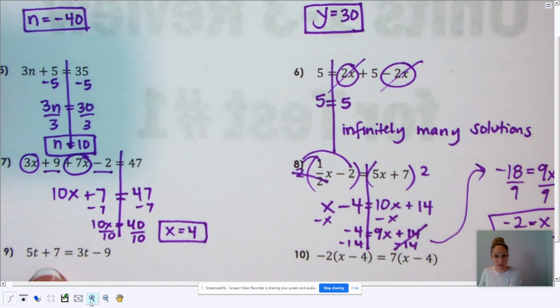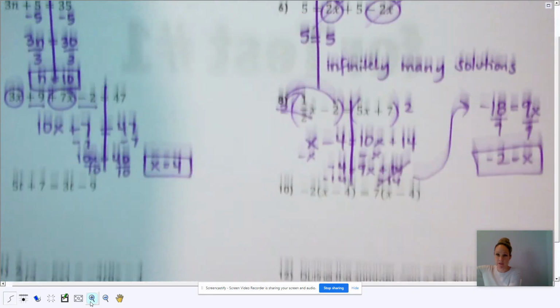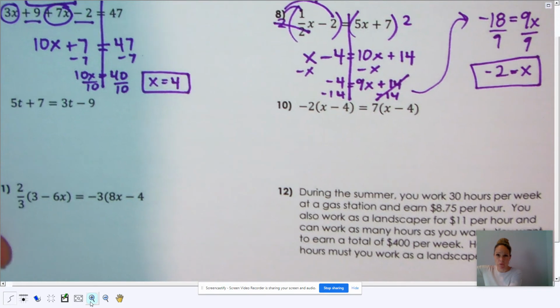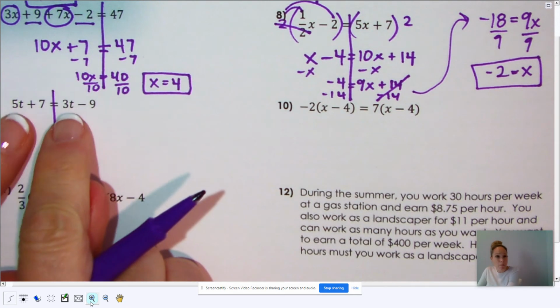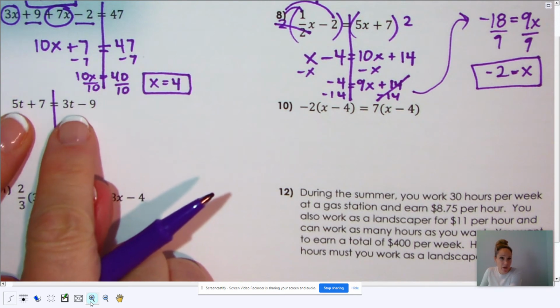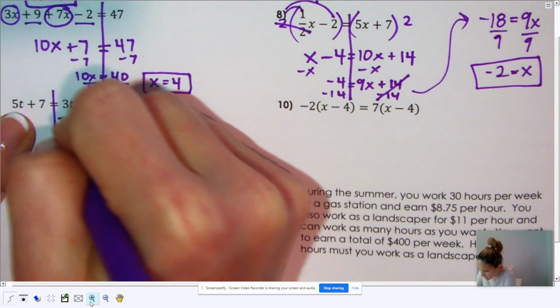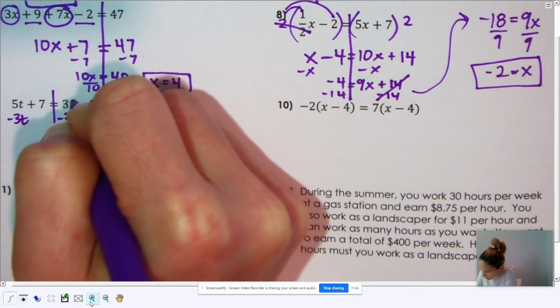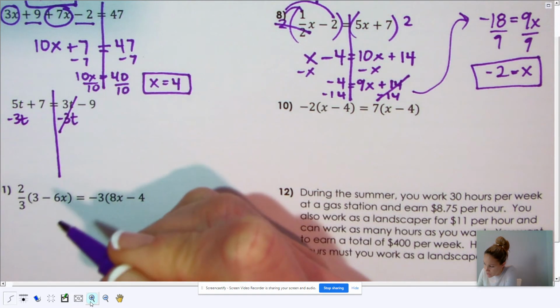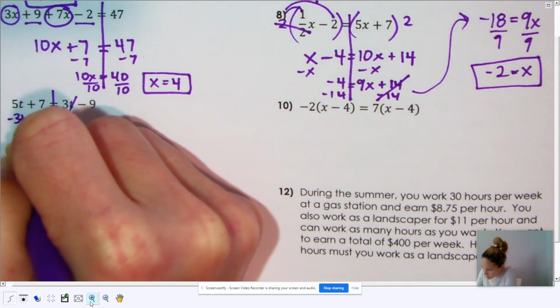Okay, question number 9. Oh, sorry if you couldn't see that. Question number 9, same thing. I'm always looking for the smaller variable. So 3 is smaller than 5, so that's the one that I want to cancel out with the inverse. So the opposite of plus 3 would be subtract 3. So I have 5 take away 3 would be 2.